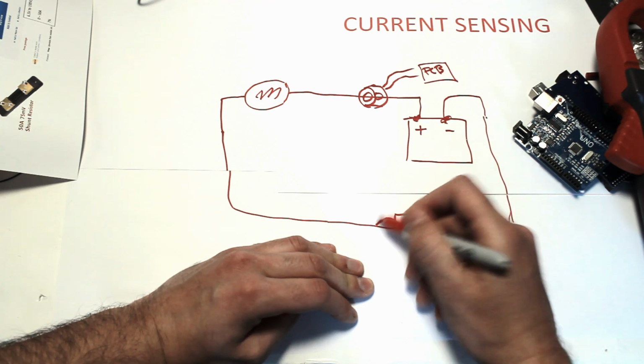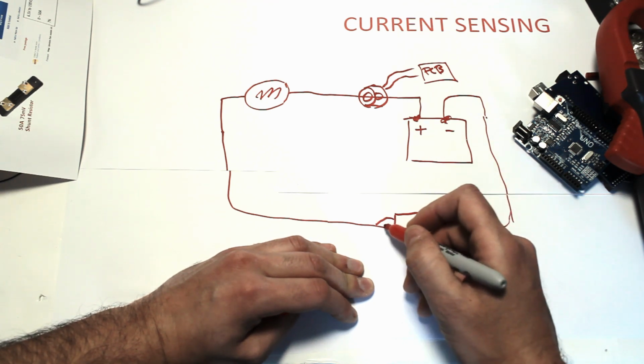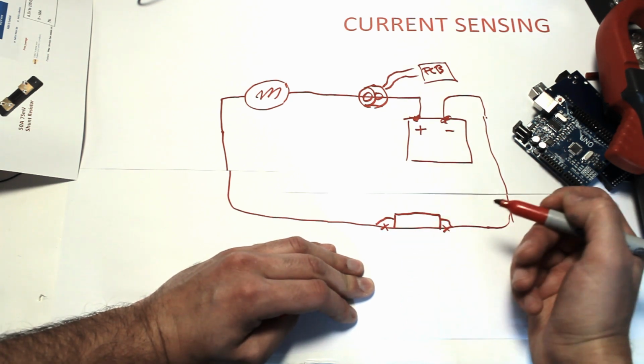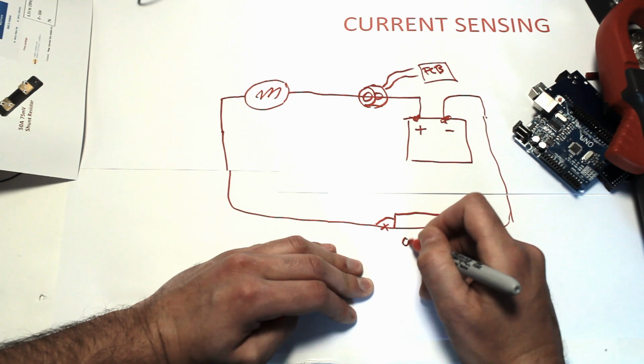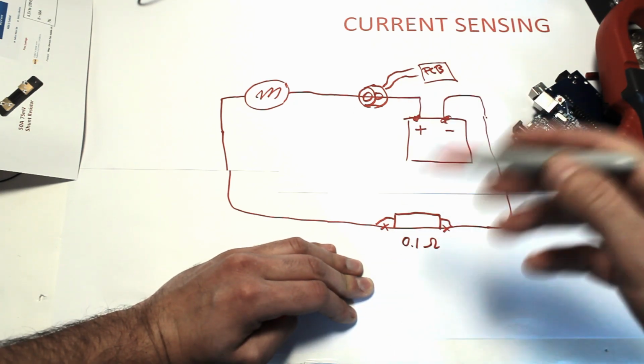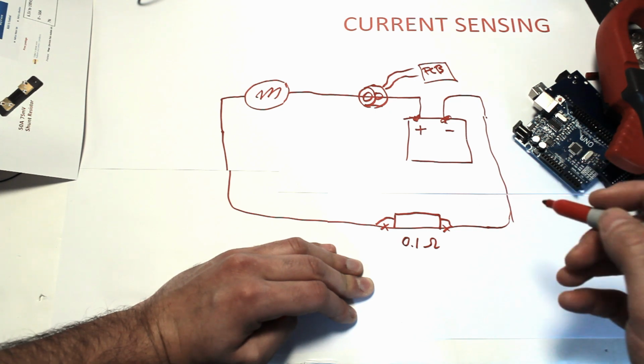That's not the best circuit diagram for a resistor, but we basically break the wires, put it through a big resistor. This big resistor is usually something very low, like 0.1 ohms. You don't want to introduce much resistance into the circuit, or we're going to affect how the circuit works.